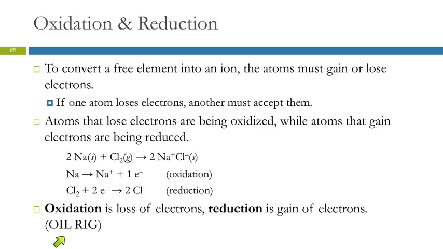So that can be tricky to remember. So we have a mnemonic, OIL RIG. Oxidation is loss of electrons. Reduction is gain of electrons. And I still, to this day, have to think that through because it's confusing. Oil rig, it works.